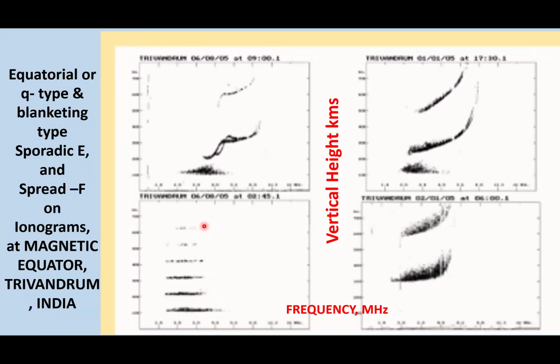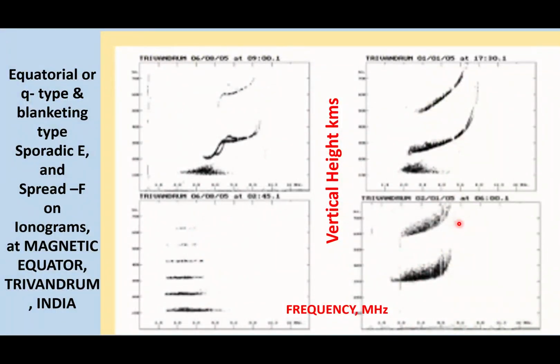And these ionograms show the spread F. Here also there is some signature of spread F, and here also spread F. Here again, the upper one is not another layer, but it is the second echo or second reflection from the same F layer. So the trace is spread, and we have the features of spread F here.